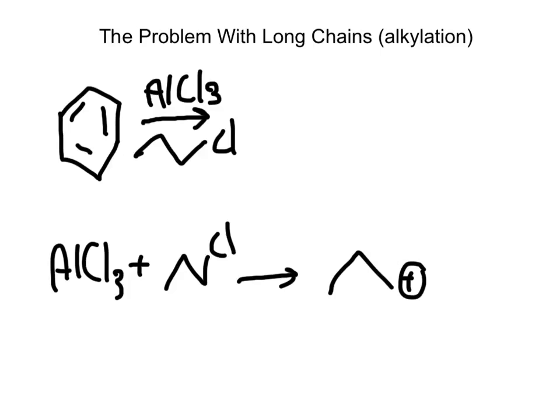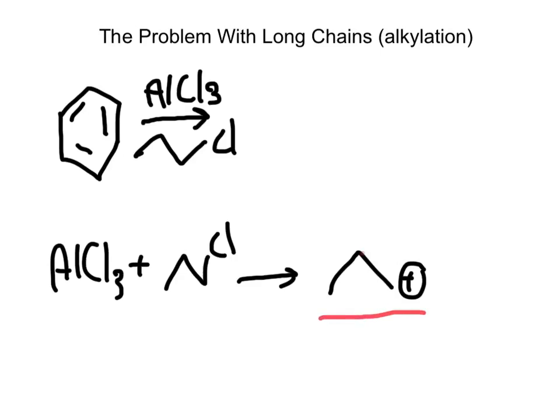So what if we wanted to add a longer chain to our benzene ring with Friedel-Crafts alkylation? Unfortunately, this is not the best method to do so, because with Friedel-Crafts alkylation we can get some rearrangements. If we observe the reaction between our alkyl halide and aluminum trichloride, then we see that we get this result down here.